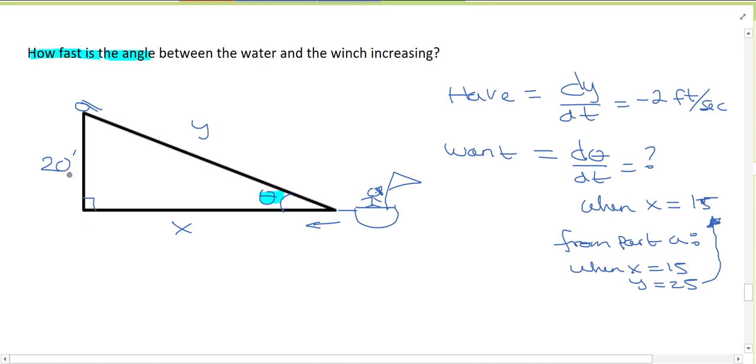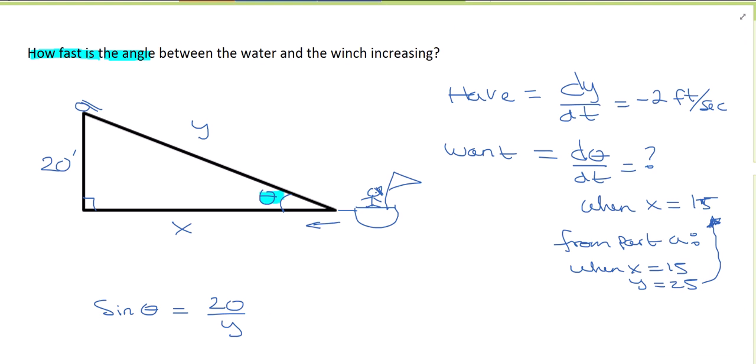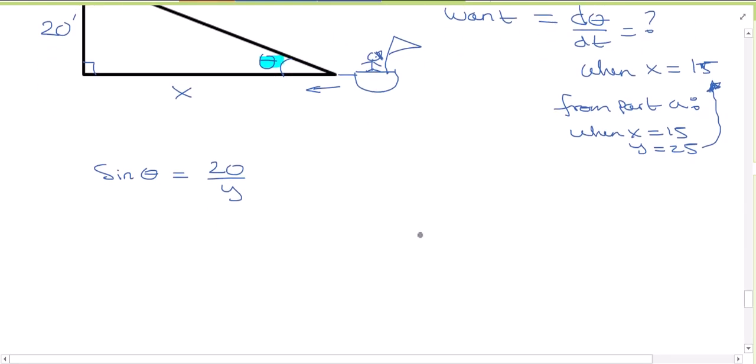And that will be sine, right? Because we have the opposite and the hypotenuse. So we can say sine of theta is equal to opposite, which is 20, over hypotenuse. And now things are changing with respect to t. So both y and theta are functions of t. So let's take the derivative of both sides with respect to t.